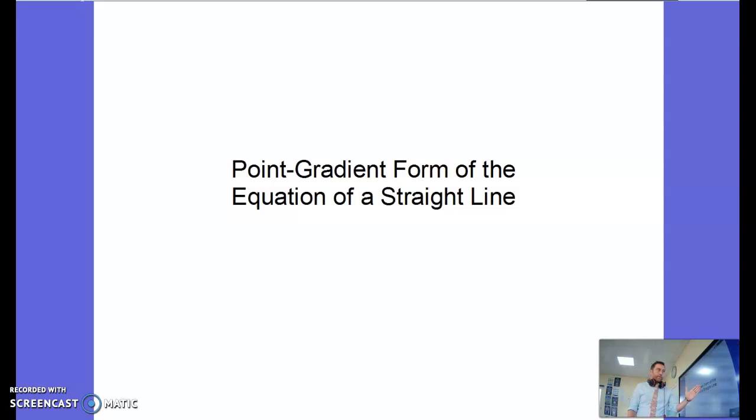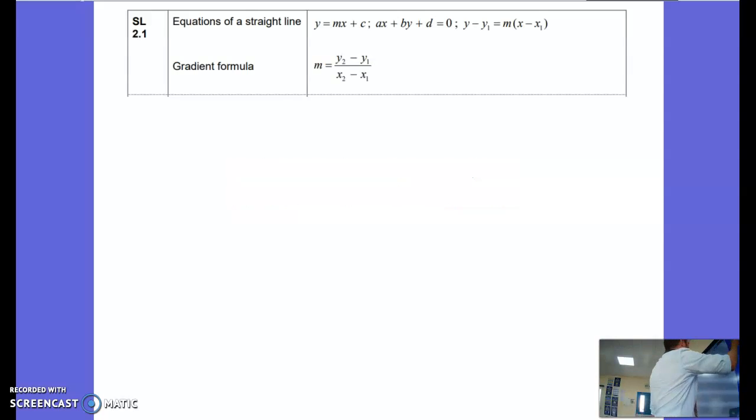Hello, maths fans! Point gradient form of the equation of a straight line is today's topic. So, if you're doing IB, then you can look in your formula book and you'll find there are three options for the equation of a straight line.